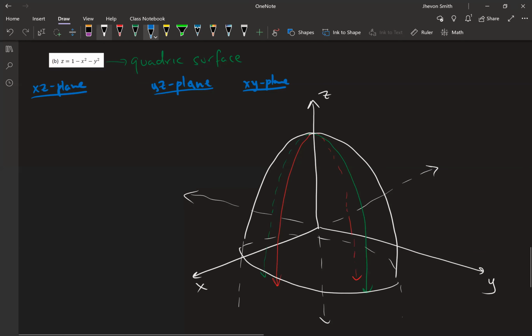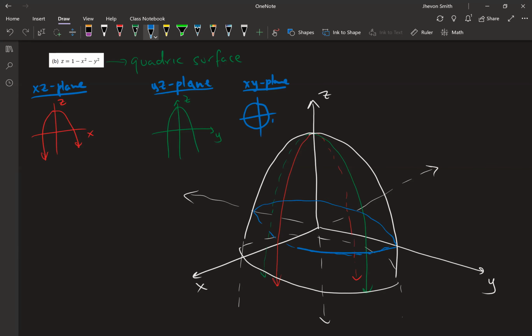And you'd realize over here, XZ plane, it would look like an upside down parabola along the X and the Z. In the YZ plane, it would again look like an upside down parabola in the Y and the Z. And then in the XY plane, you'd realize that you would get like a circle of radius 1, which is going to be the guy here. Should have been the other way.